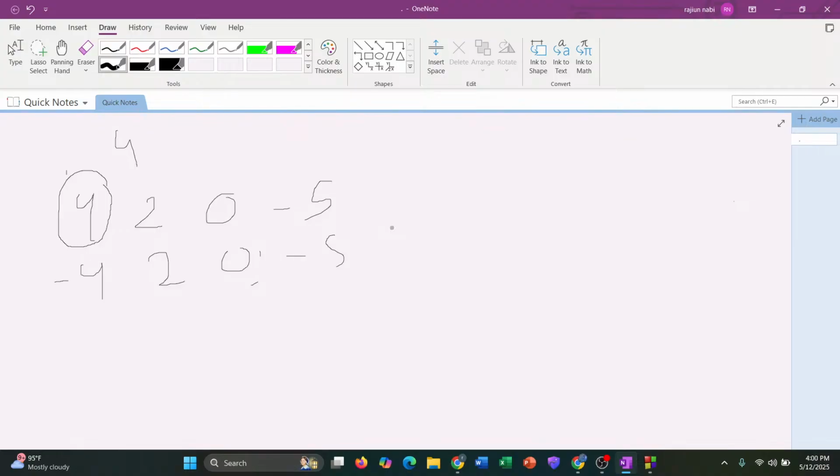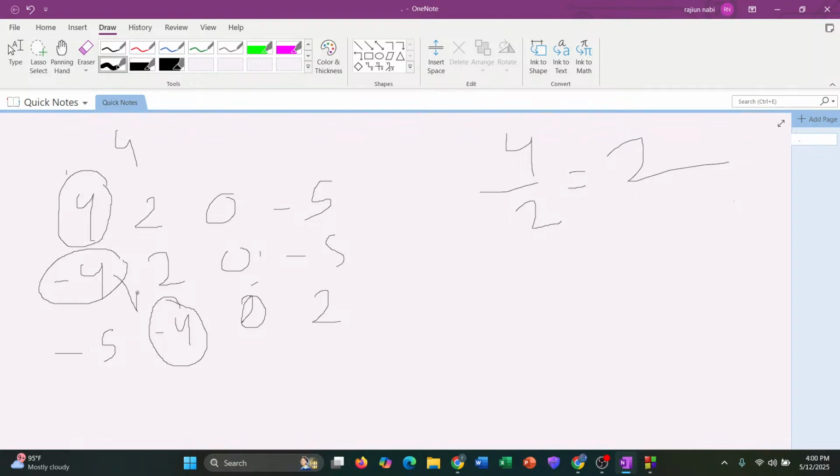If we now sort the array, what will happen? -5 will be the first element, then -4, then 0, then the biggest element will be 2. Then what will be the median of 4 elements? 4 divided by 2 is the second element, so the second element is -4. So we made the first element the median of the array by doing only one operation. So it is possible, and in this case the answer will be yes.